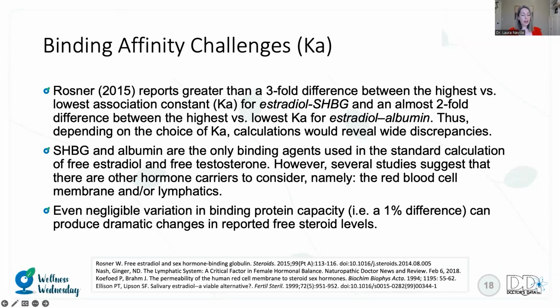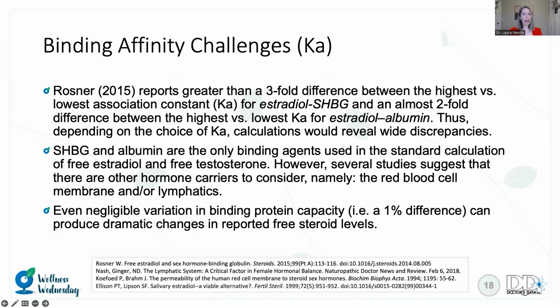There was a nice article, I think, from Rosner in 2015. He reported a threefold difference between the highest and the lowest association constants for estradiol. How tight does that bind to sex hormone binding globulin? Twofold difference between the highest and the lowest for the estradiol albumin association constant. So again, if you have issues with that, then you're going to have wide discrepancies in that actual calculation. All of these fun issues that we're having.